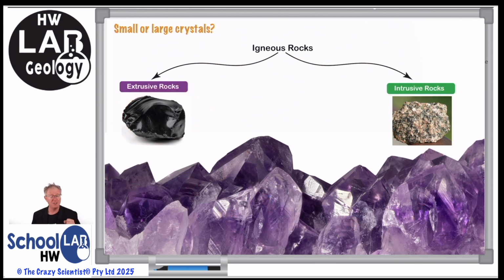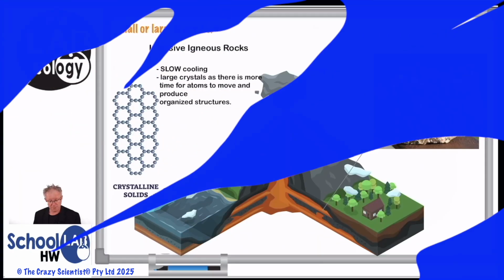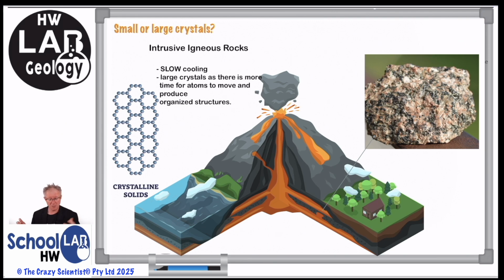So in this video, we're going to look at how that happens and then do a little practical with it, which happens a lot in school labs. And of course you can do it at home as well. Alright, so here we have our volcano. And when we talk about intrusive rocks, remember from before we said that they are slow cooling and we get large crystals, and so we can see that here with our granite.